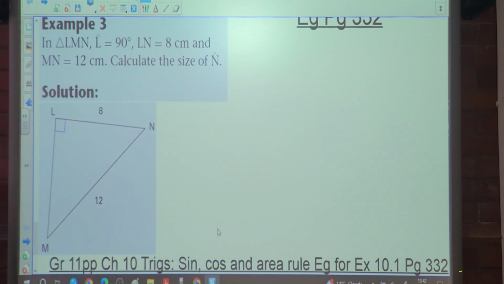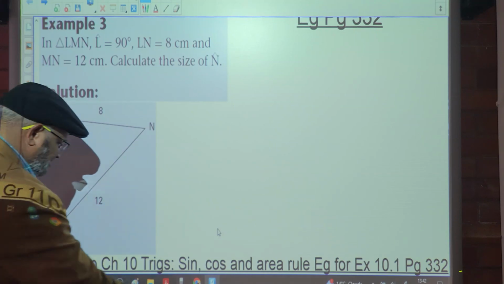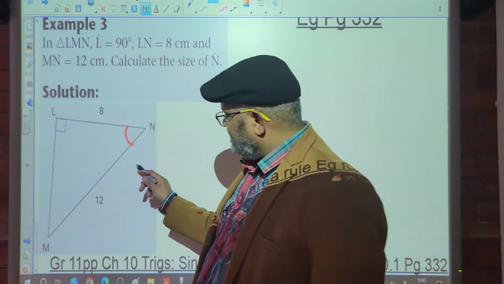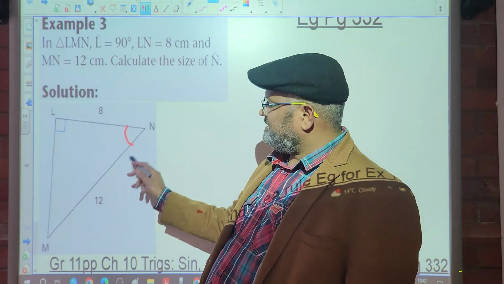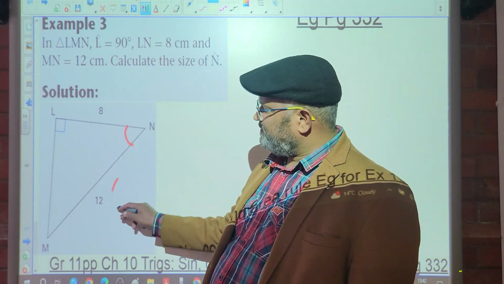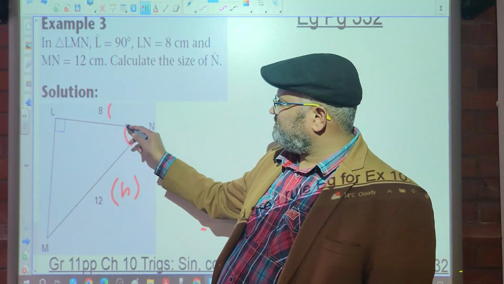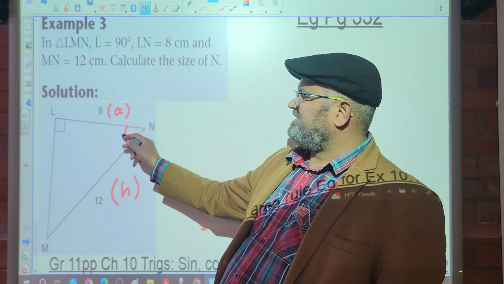Example 3, we are told the triangle LMN. Angle L is 90 degrees, LN is 8 centimeters, MN is 12. Calculate angle N. Again, do I now have to calculate all the unknown angles and all the unknown sides? No. The question did not read solve the triangle. So what do we have opposite this angle here? In relation to the angle, sorry. We have the hypotenuse. Why is that the hypotenuse? It's opposite the 90. What else do we have? The adjacent is the length next to the angle.